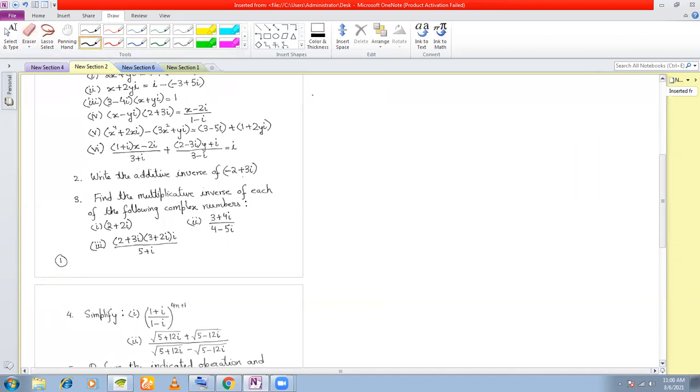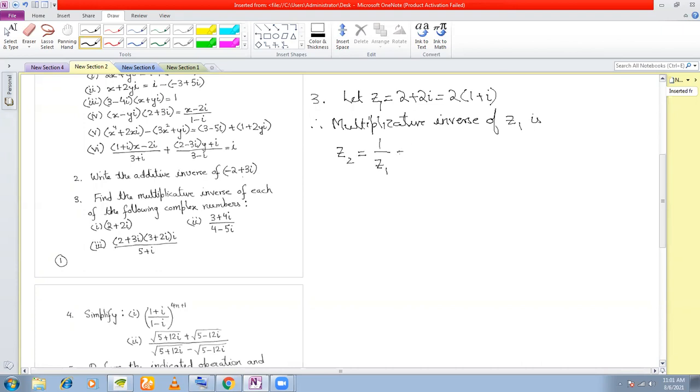Number 3, multiplicative inverse. Find the multiplicative inverse of each of the following complex numbers. I say let z1 is equal to 2 plus 2i, which can also be written as twice 1 plus i. So multiplicative inverse of z1, therefore z2 equal to, if you remember, I told you multiplicative inverse is nothing but the reciprocal of the complex number.